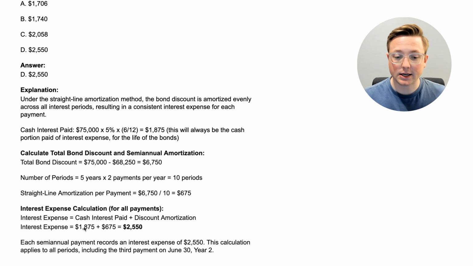We add that to the cash interest paid, which is also the same amount the whole time. So for the entire life of this discounted bond, the interest expense is going to be $2,550 because the discount is amortized evenly throughout the whole life of the bond. Again, very simple. That's the only question we're going to be doing in these first 5 questions about the straight line method. Now that we know that, let's go to the next question.